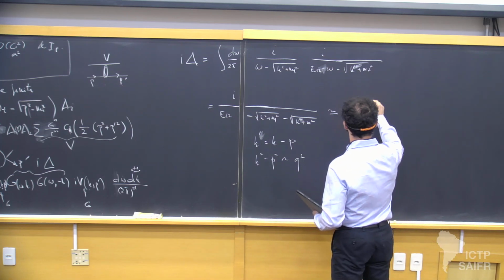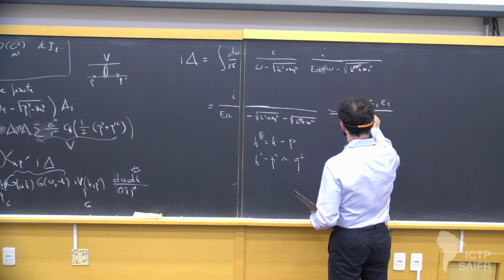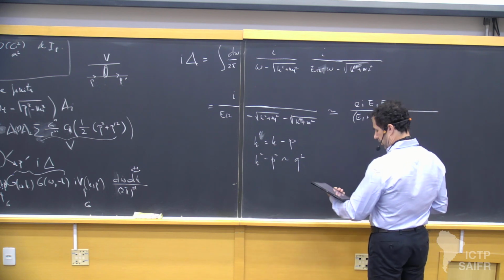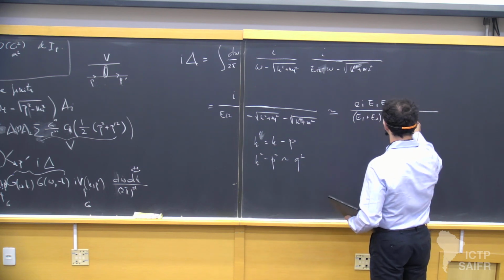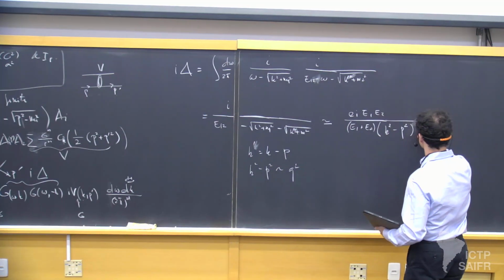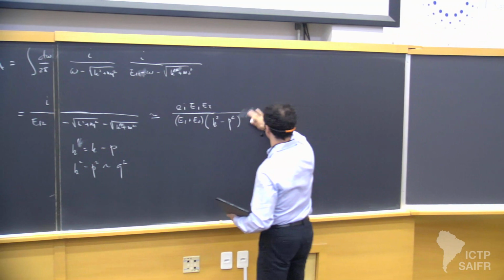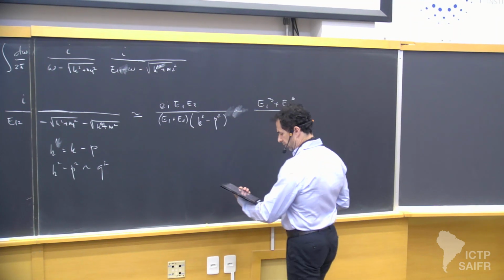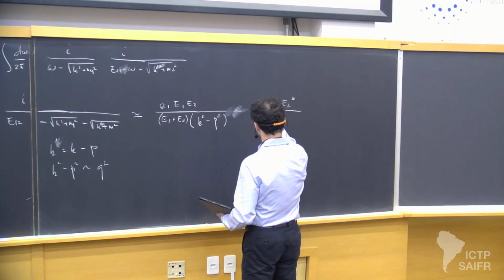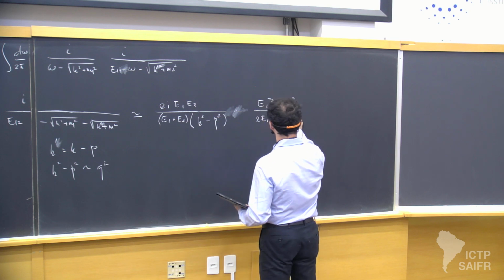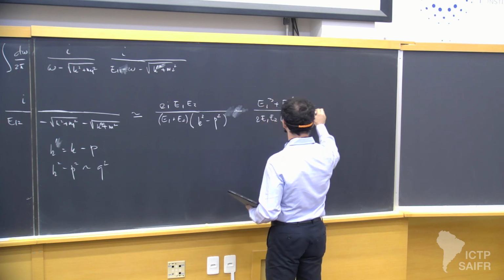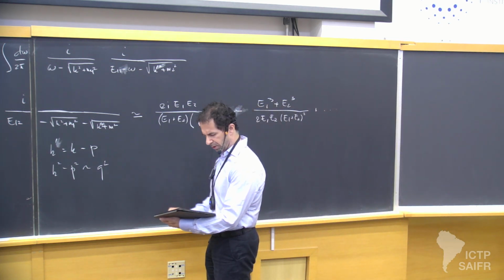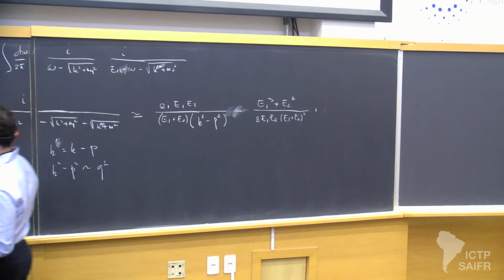So we get to expand this as follows. This is 2i u1 e2 over u1 plus e2, and then k square minus p square. So this is one of the classically singular pieces. And then we have corrections to this, divided by 2 e1 e2, and then e1 plus e2 square, plus higher orders.